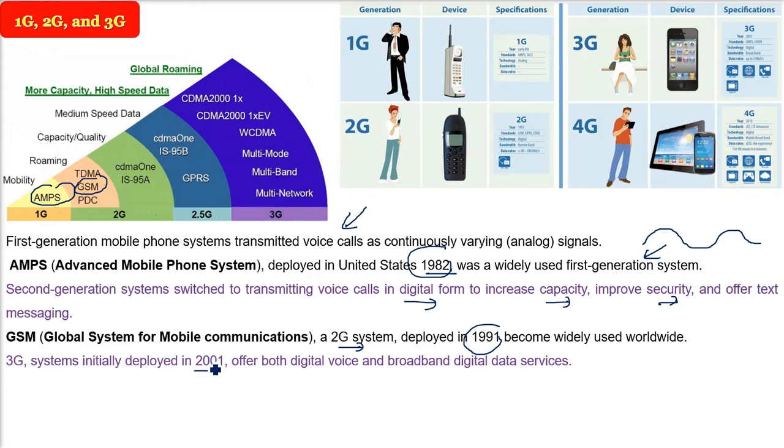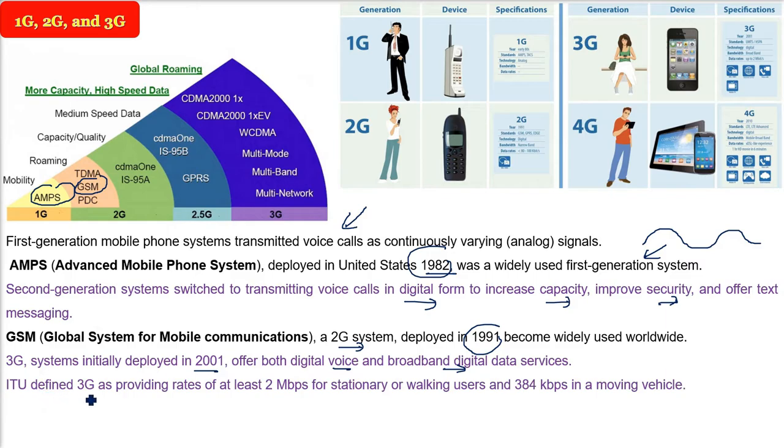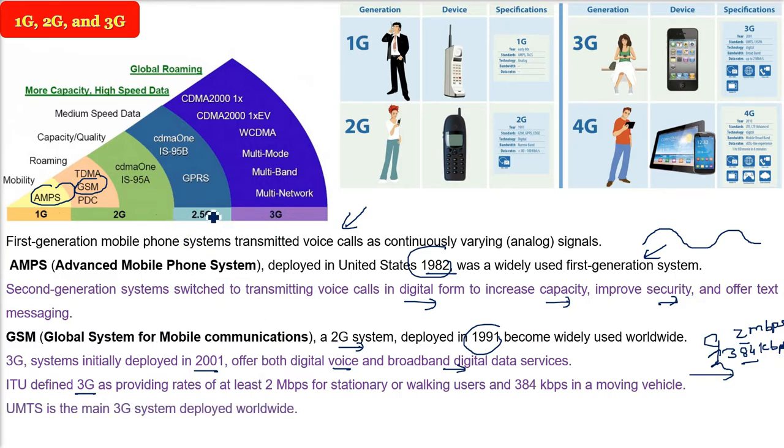3G, this was initially deployed in 2001 and now it was giving both voice and data services digital. So it's digital voice and broadband digital services. So ITU, International Telecommunication Union, they have specified 3G that if you are standing, you must get at least 2 Mbps, and if you are moving, walking, or in your train, you must get at least 384 kilobits per second. Mbps is megabits per second. This has to be the speed to call it a 3G.